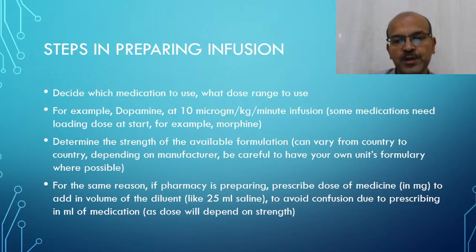You should not prescribe in ml; you should be prescribing the dose in milligram of the drug to be used. So you mention the diluent that you want to use and the exact milligram of the drug you want to add in the diluent to make the proportion of infusion, but you don't prescribe the ml of dopamine, for example. So if the strength of the formulation is different, you would not be confused by that. So it's very important that you remember that, especially when you're moving jobs or moving from one unit to the other.